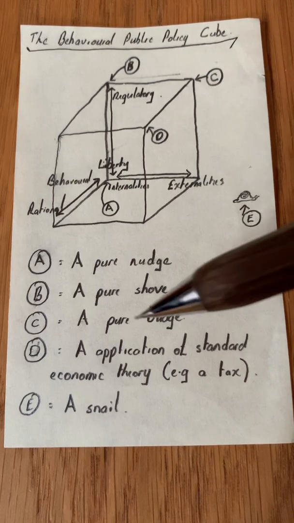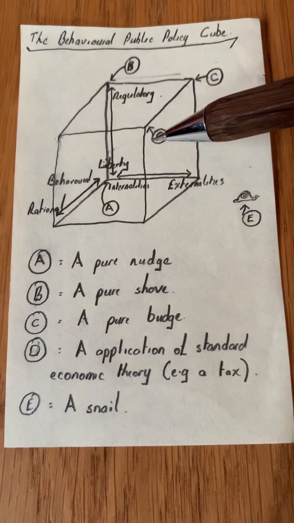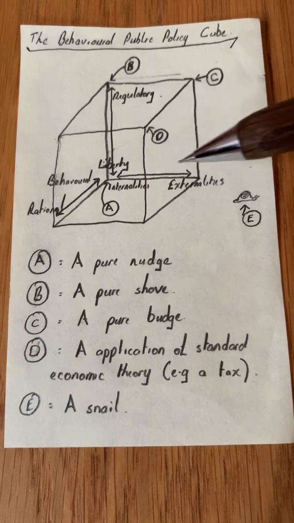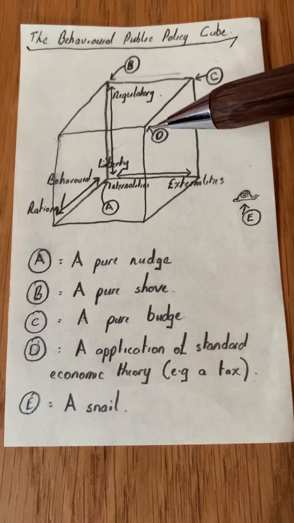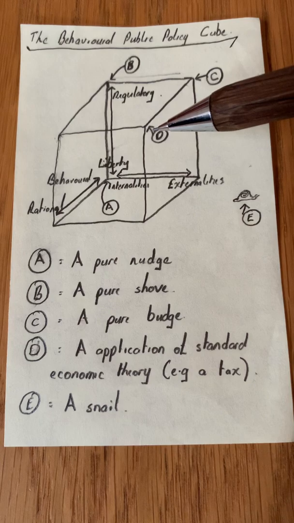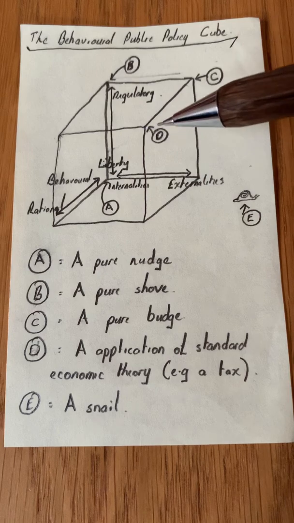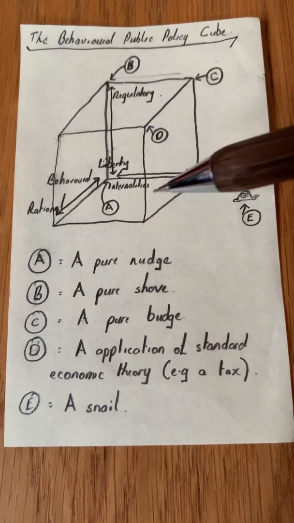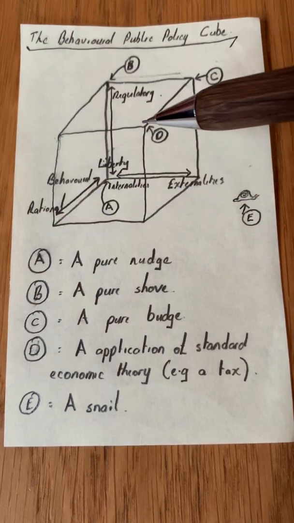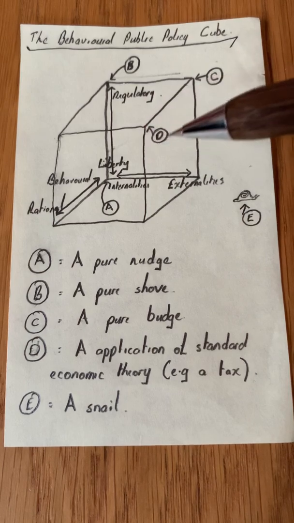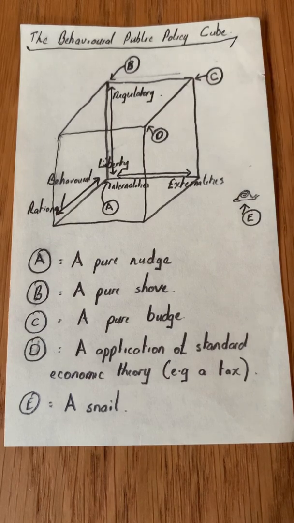And then applications of standard economic theory, for example, a tax of some sort, might be at point D here. Generally they're focusing upon externalities, I think, sometimes internalities, but generally externalities. They are usually highly regulatory, obviously, a tax, you have to pay it, but they're informed by standard economic theory. So you're at the front of the cube rather than the back of the cube. So you'd be at this top front right-hand corner of the cube for interventions that are informed by standard economic theory.